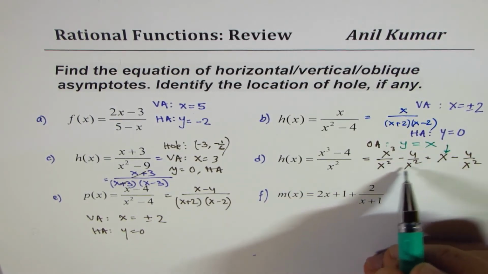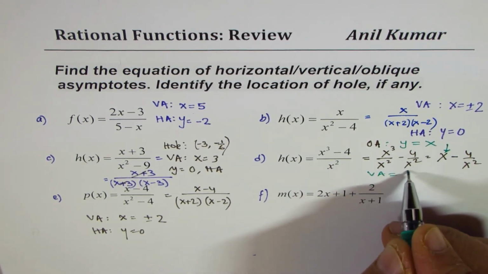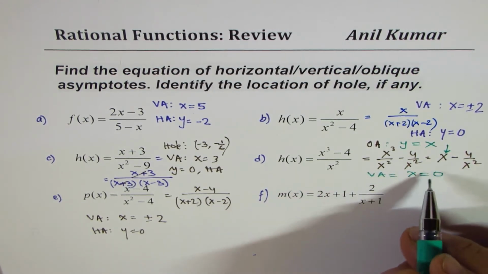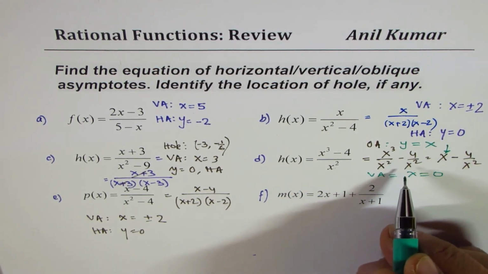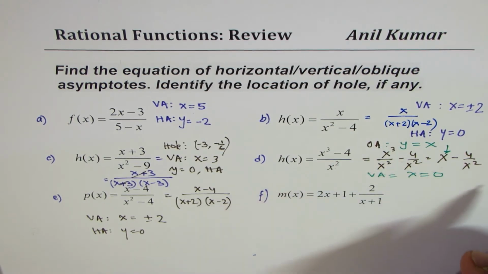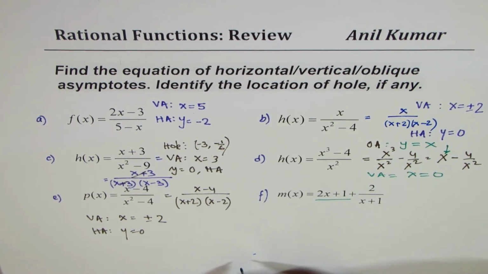And of course, we do have a vertical asymptote since the denominator is 0 at x equals 0. For x equals 0, the denominator is 0, right? Now, that is what we have. Whenever you have an oblique asymptote, you cannot have a horizontal asymptote. The degree of the numerator is higher, right? Now, in this particular case, we have already given you the equation of the line.